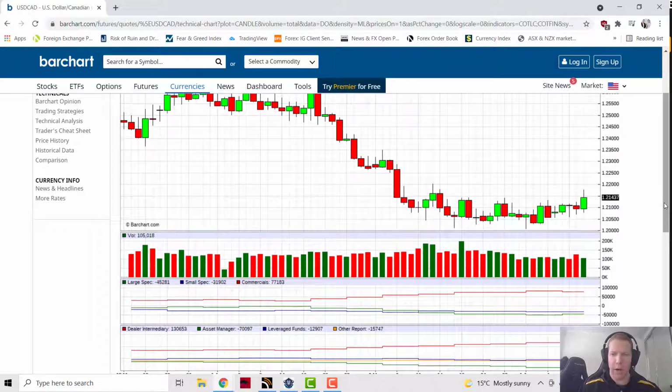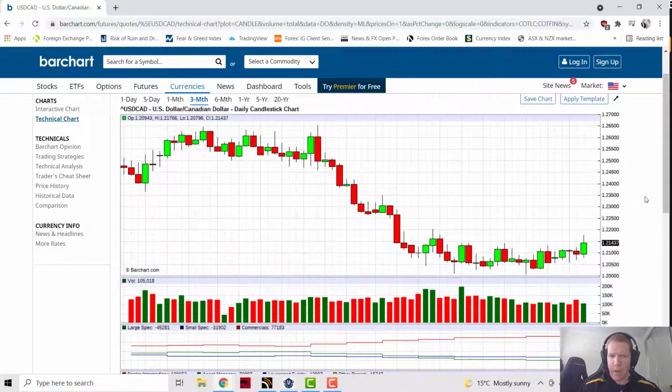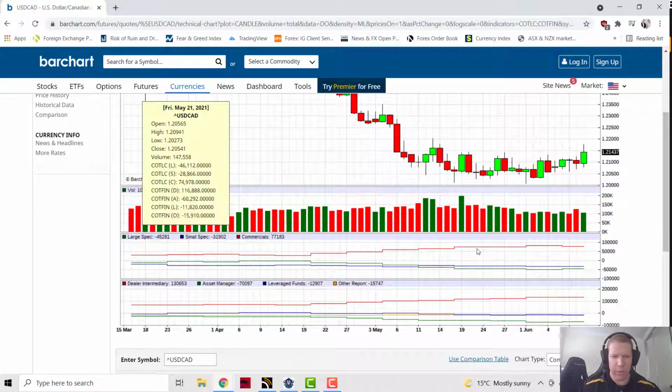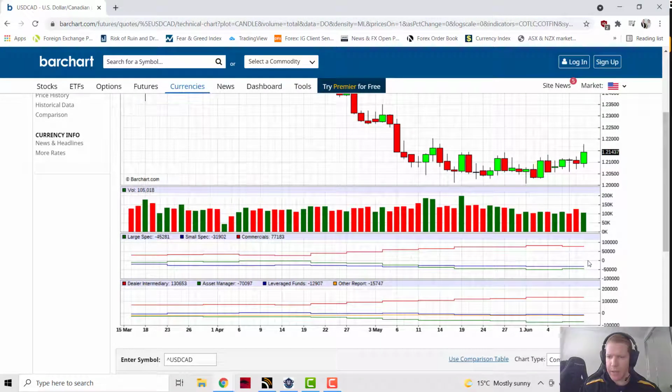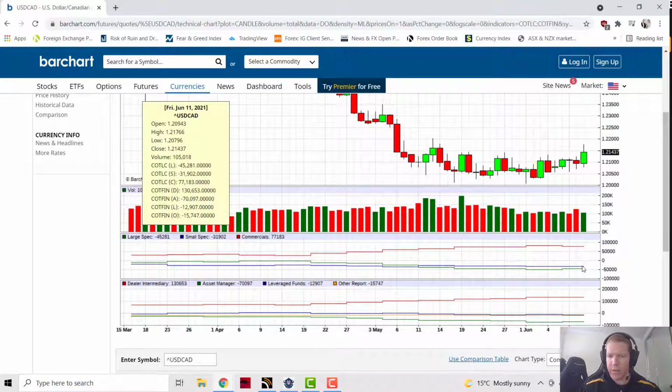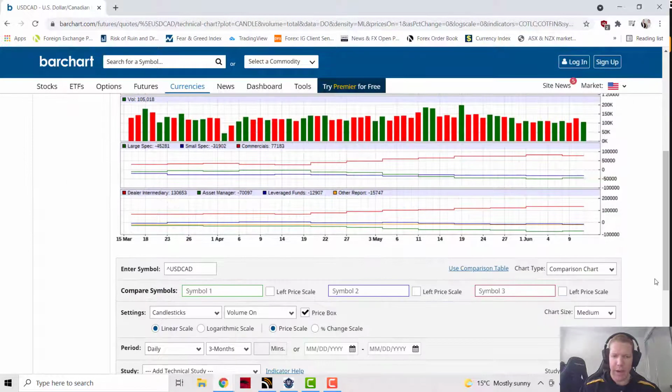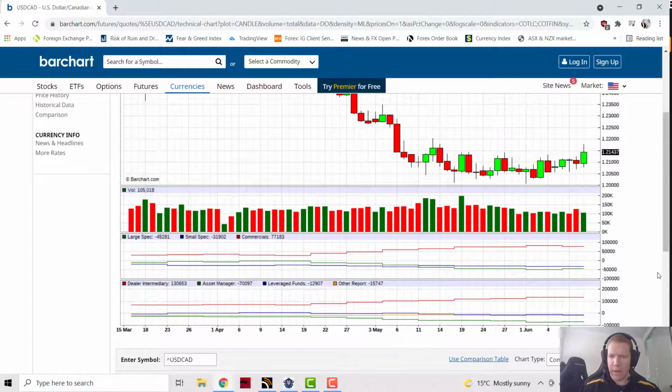So we've got the bar chart here, and let's just have a look at the 3 months. We've got large spec, small spec, commercials, and you can see that's flat. So we've got nothing really dramatic in June. I mean, it's a steady increase, but the peak of it was probably last week. This week we've seen a slight step down, but it's quite flat from now.